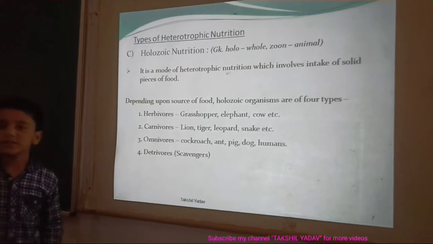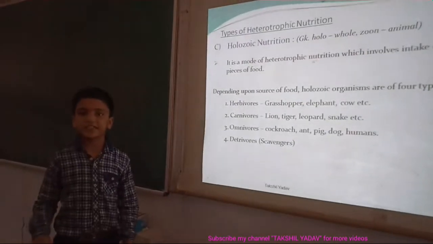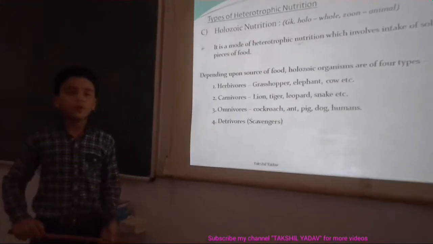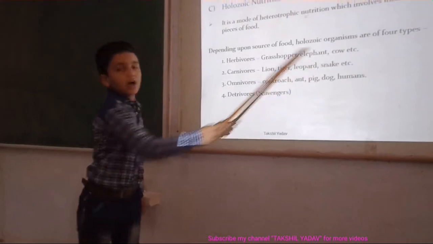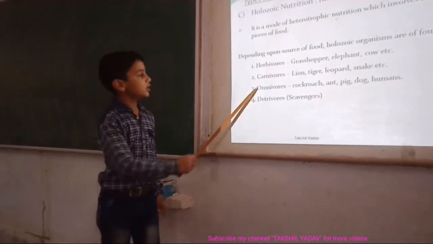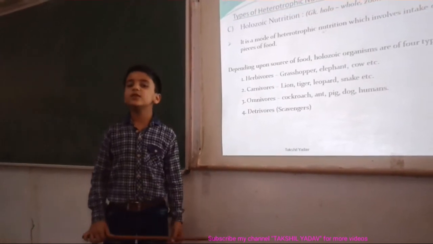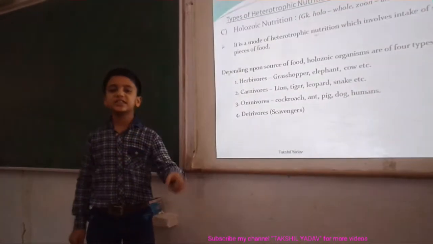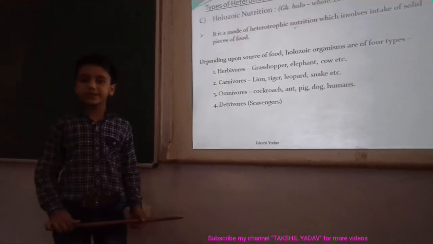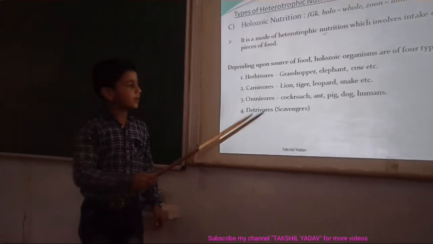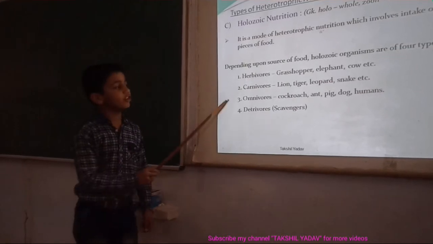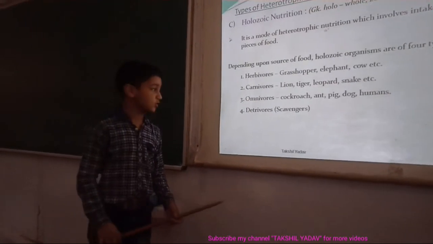Herbivores: the organisms that eat only plants and plant products are known as herbivores. For example, the grasshopper, elephant, cow, rabbit, horse, etc. are herbivores. Carnivores: the organisms that eat the flesh of other organisms are known as carnivores. For example, lion, tiger, leopard, snake, cheetah. Cheetah is a very good runner and comes under the category of carnivores.